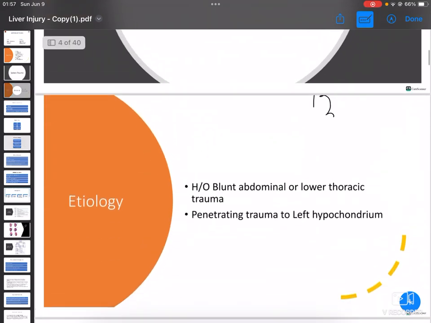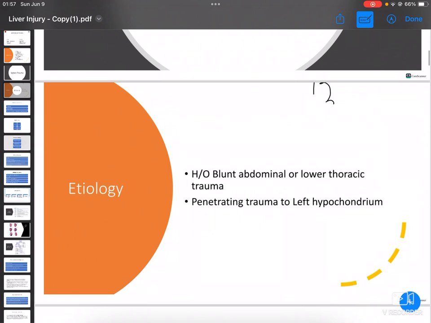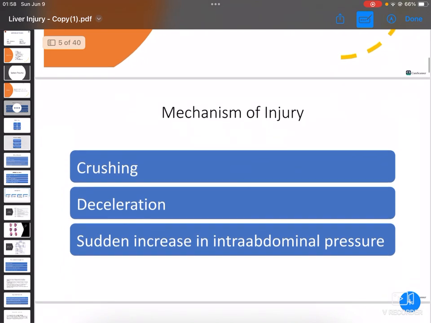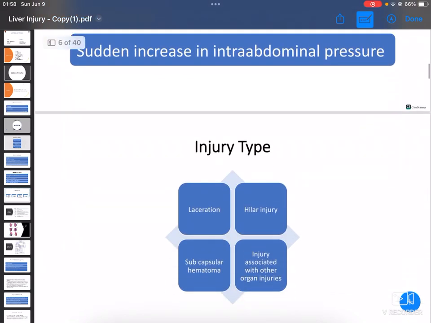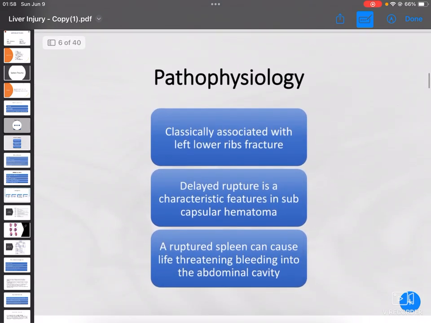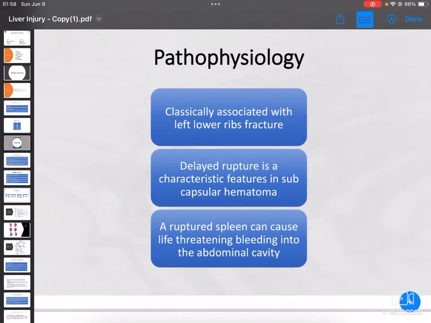For the etiology, there is a history of blunt abdominal trauma or lower thoracic trauma, or penetrating trauma at the left hypochondrium. Usually, the mechanism of the injury is crushing, deceleration, or sudden increase in the intra-abdominal pressure. If we consider the injury type, these are laceration, subcapsular hematoma, injury associated with other organ injuries, and hilar injuries. Pathophysiology is classically associated with the left lower rib fracture.